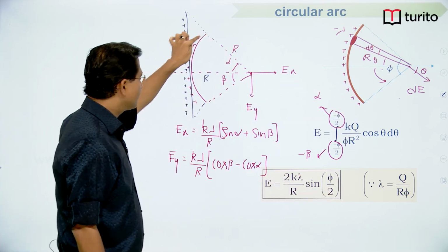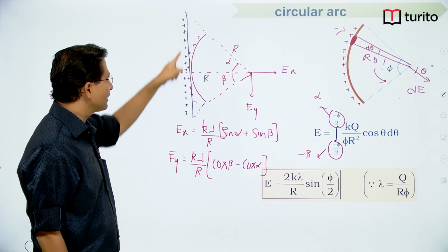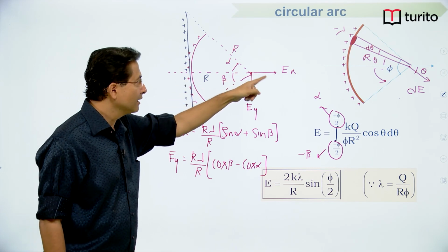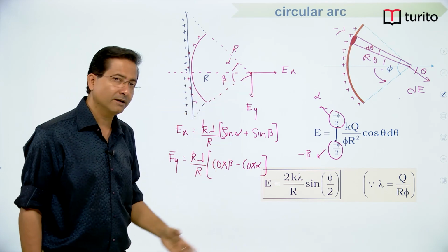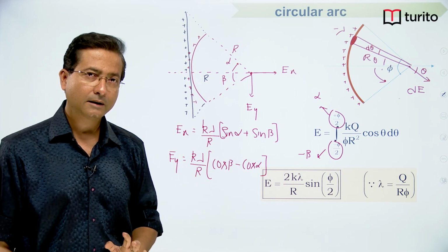So whatever be the field produced by this circular arc at this particular point, two components, the same will be the field produced by this straight wire at this particular point, and the two components are written the same way as we used to write there for a straight wire, right.